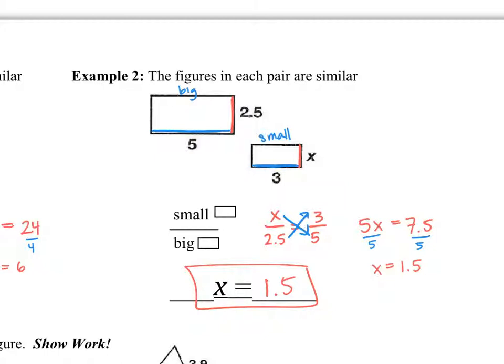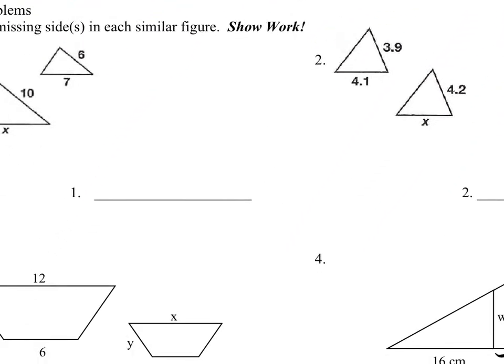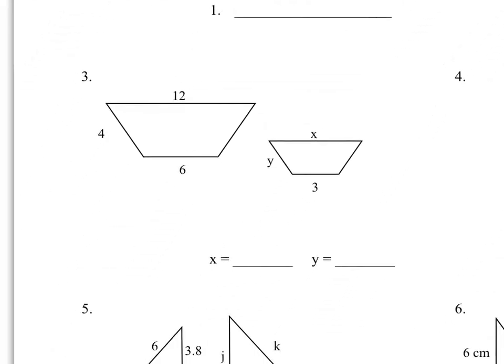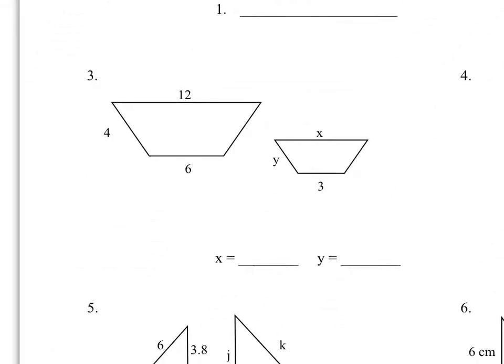This is all that you are really expected to know how to do in this lesson: to set up these proportions or to figure out these missing sides when we have two similar triangles or two similar shapes. I do want to show you how to get started on a couple of these because they're a little bit trickier than these examples. So go to number 3 where we have an X and a Y.